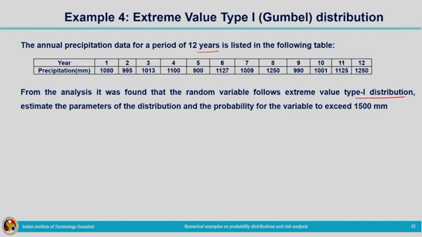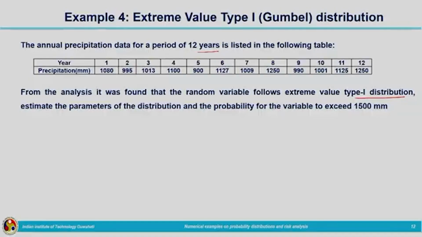So, here the data corresponding to annual precipitation is given to us. We are not going to check whether it is following extreme value distribution or not, but it is given in the question that it is following extreme value type 1 distribution, that is the Gumbel's distribution. We need to find out the parameters of the distribution and also the probability for the variable to exceed 1500 millimeters. For extreme value type 1 distribution, we need to have an idea about the PDF and CDF. We have already made use of these distributions for solving one numerical example on frequency distribution.